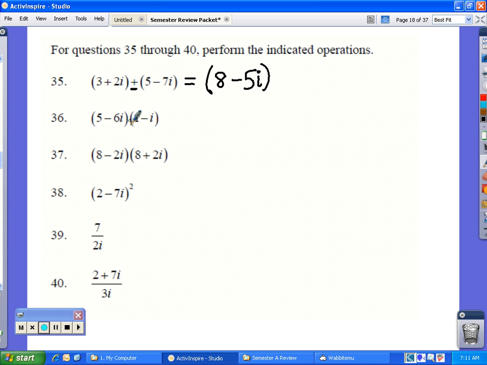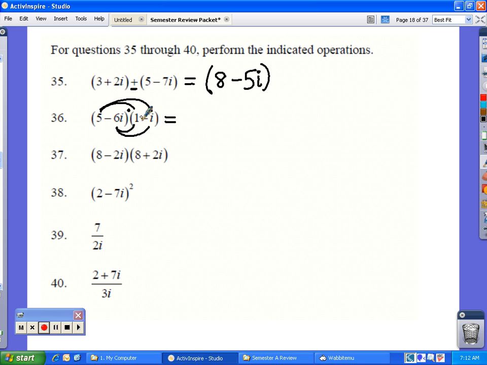For number 36, I'm multiplying. Whenever you have two parentheses sitting next to each other, as this one is, you are literally just going to multiply. But since you have a binomial, you're actually going to FOIL this. So first, outside, inside, last. You could also use the box method for it. It doesn't matter which one you want to go with.